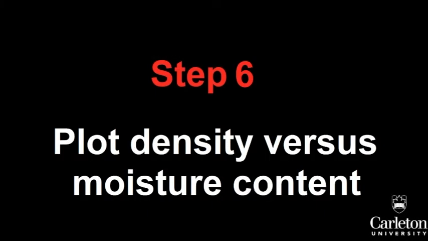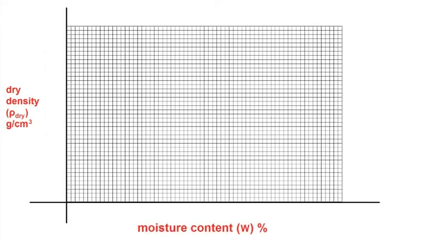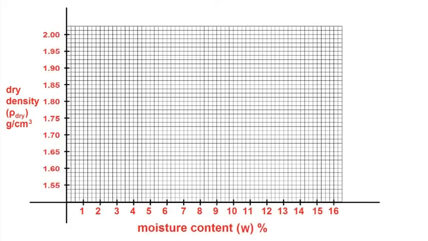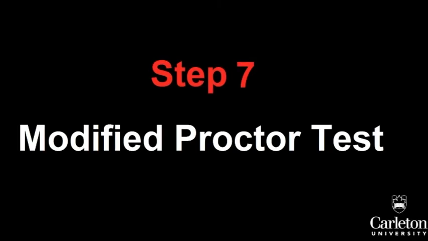Now plot the density of the compacted sample against its moisture content. To do this, use a graph like this, with density in grams per cubic centimeter on the y-axis and moisture content as a percentage along the x-axis. Plot all of your data points from each of your tests like this. Connect the points with a curve. The peak of the curve is the optimal moisture content.